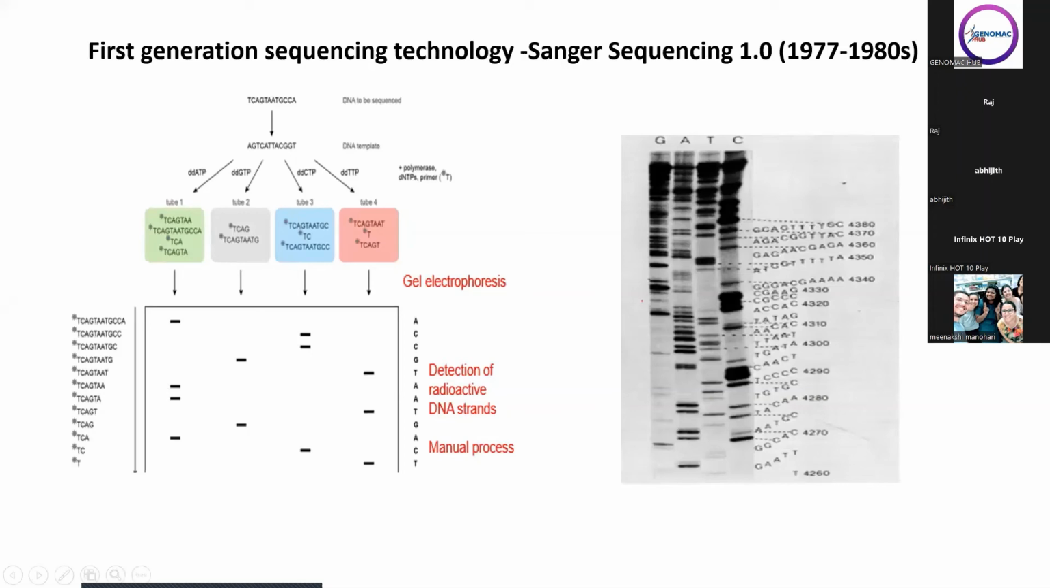After the termination, we need to run the gel. The gel looks basically like this. After running the gel, scientists manually interpret it: okay, this is the C, and after that this is the A. After that, this is the G, this is the C. So they are reading from the 3' to 5' end of the direction of the one strand.